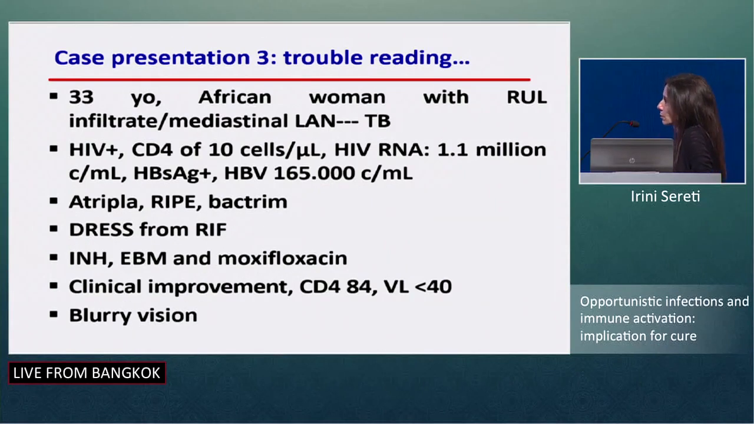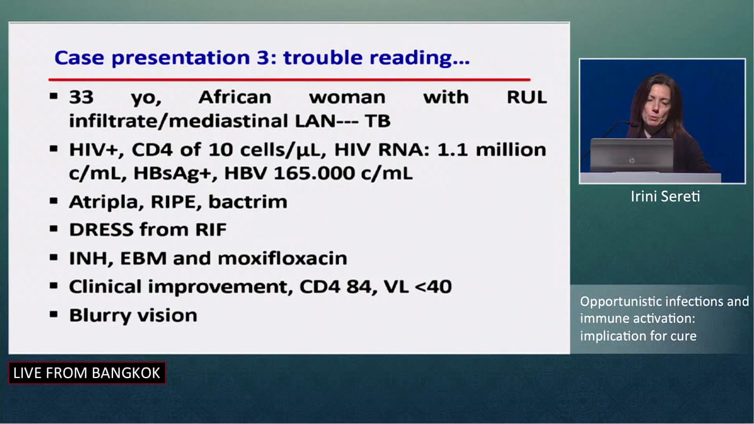Okay, the next case is a 33-year-old African woman who presented initially to the hospital with right upper lobe infiltrate and mediastinal lymphadenopathy and was diagnosed with TB. As soon as she got diagnosed with TB, they did an HIV test and her CD4 was 10. She was also found to have an HIV RNA of 1.1 million copies per ml. She was also hepatitis B positive, but it's completely irrelevant in this case, just giving you a clue.